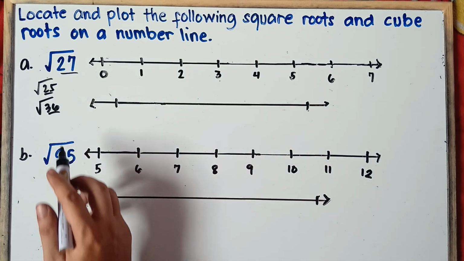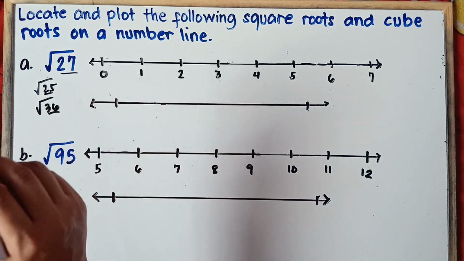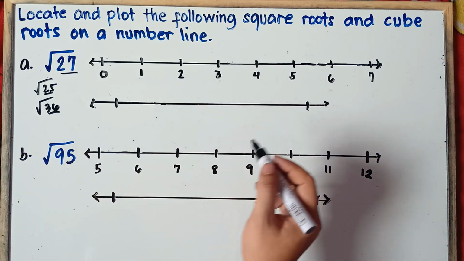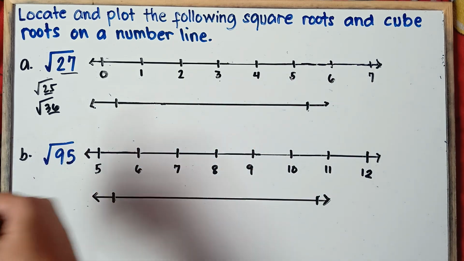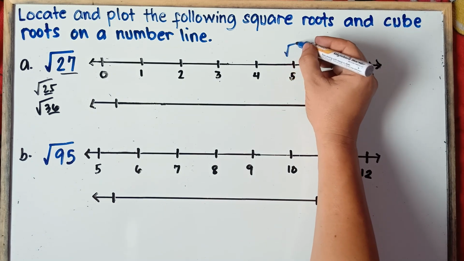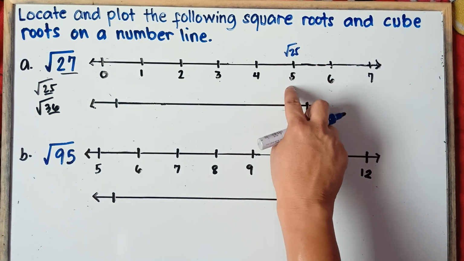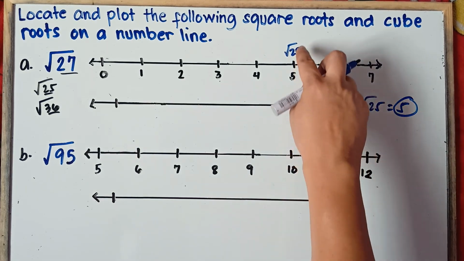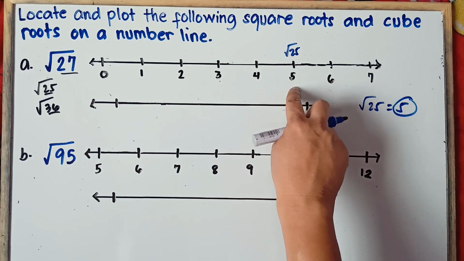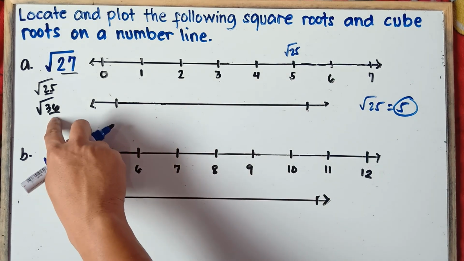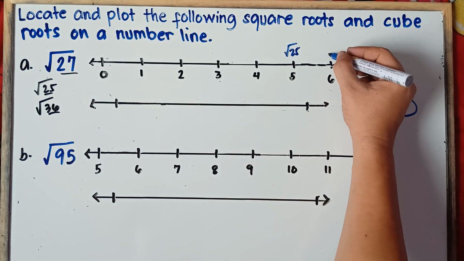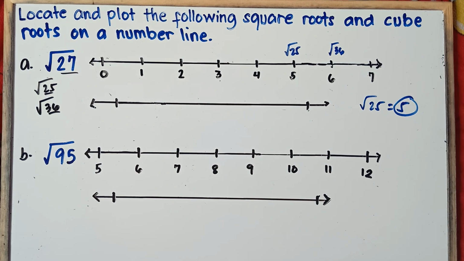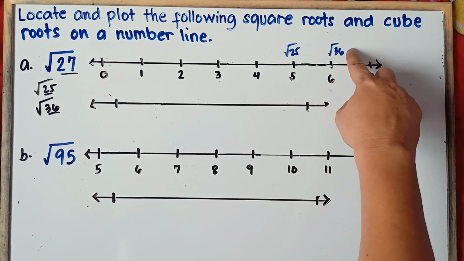Once again, class, 25 is a perfect square because the square root of 25, that is 5. So therefore, 25 is here. The square root of 25 is here, because the square root of 25, that is 5. Once again, class, the square root of 25 is equal to 5. So therefore, square root of 25 is aligned to 5. And square root of 36, the answer is 6. So this will be square root of 36. So this is the square root of 25, that is 5. Square root of 36, that is 6.